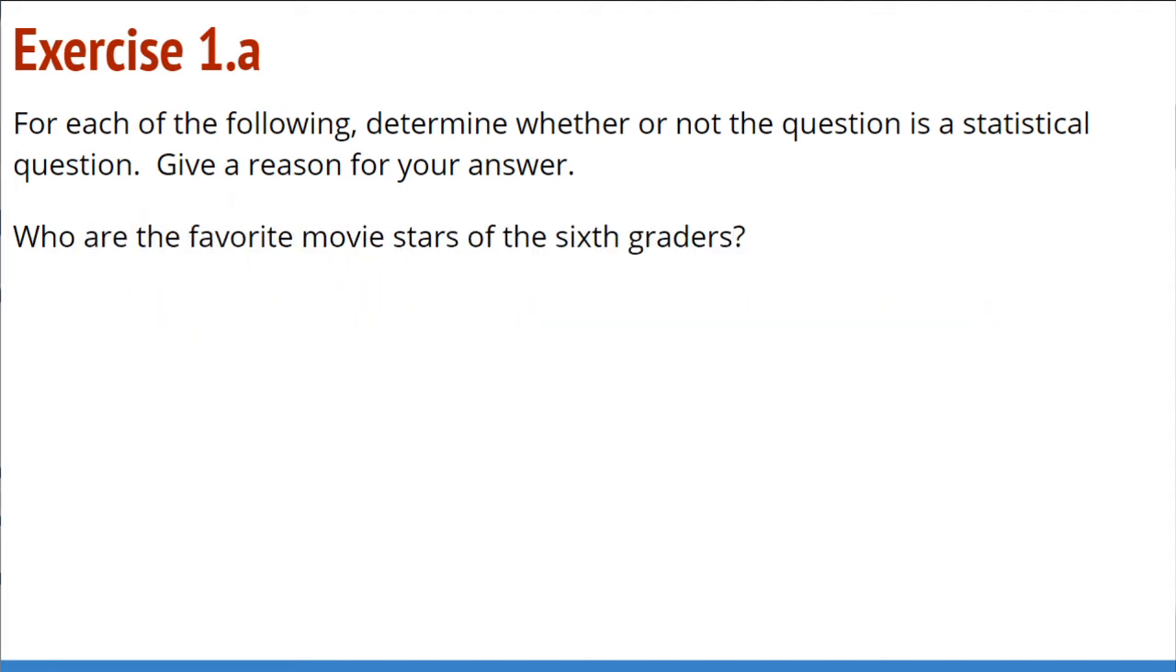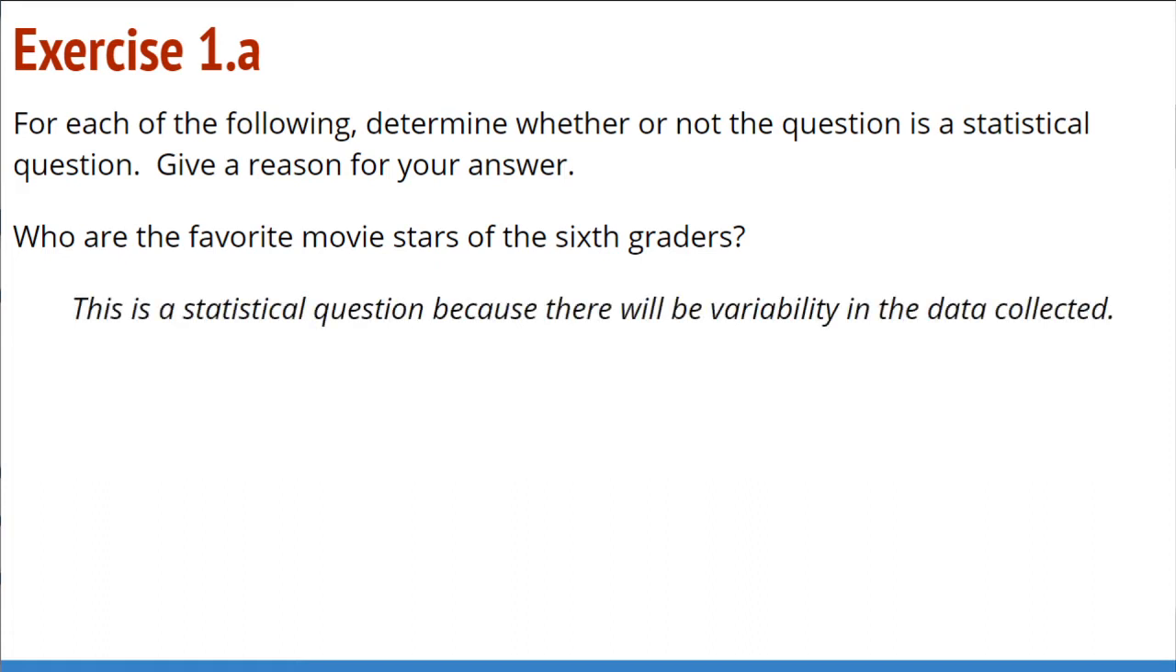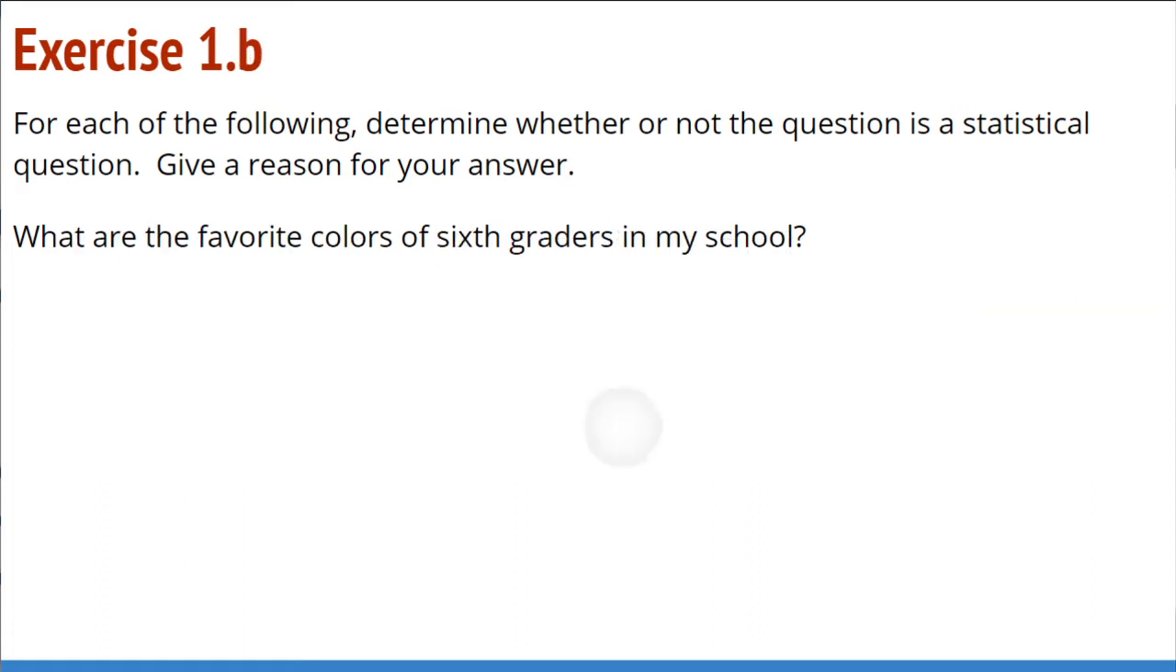Compare that to this question. Who are the favorite movie stars of the 6th graders? Once again, we're going to collect information. We are going to collect names. But we're going to be asking a whole bunch of different people. So not only are we collecting information, but we will have that variety, that variability in our responses. So this would be a statistical question. Remember, pause before each question, stop and think about it, compare your answer with my thinking.